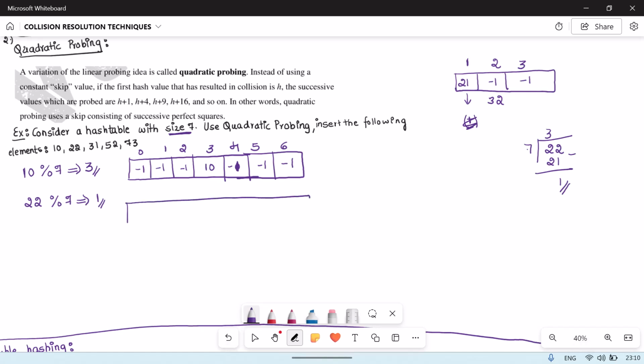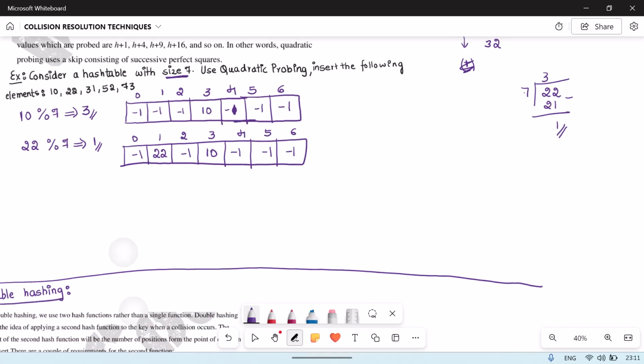So again, draw the table: 0, 1, 2, 3, 4, 5, and 6. At 3, you have 10. Now at 1, you will have 22. The rest of the places are empty. Take the next element 31. 31 mod 7: the nearest value is 28, so you will get the value as 3.